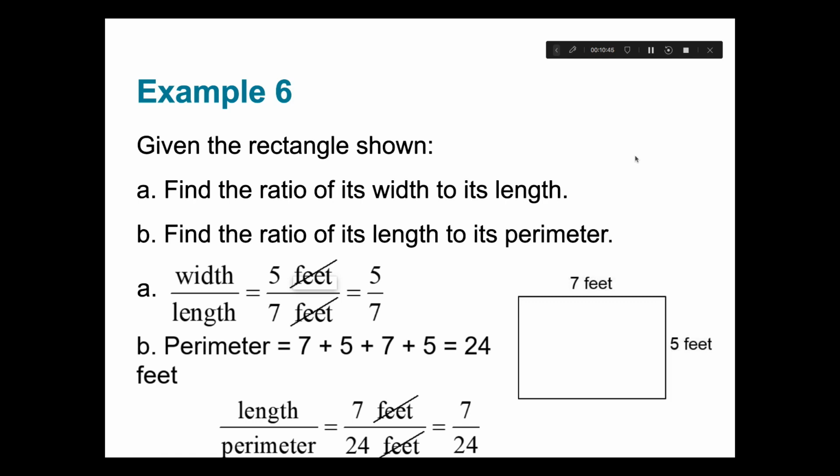And why do we put the length? Why just the length? Just because that's what the question asked for. Length to perimeter.